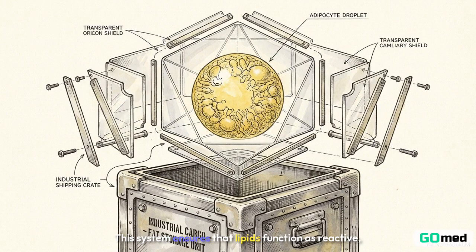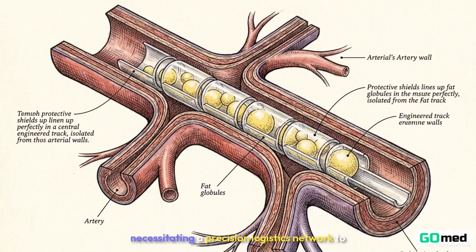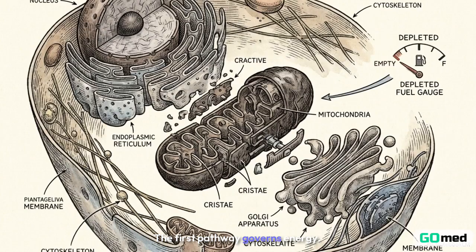This system ensures that lipids function as reactive, essential cargo rather than a pathological liability, necessitating a precision logistics network to safely navigate the water-based environment of the body. The first pathway governs energy.